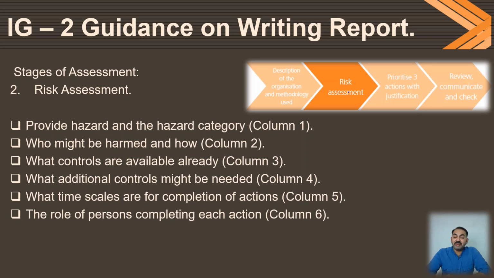Secondly, who might be harmed and how, in the second column. Here you need to be very careful in identifying people who are at risk. For example, if it's a construction site and you are talking about trenching hazards, you need to define anyone who is directly or indirectly involved in that specific activity in that area.